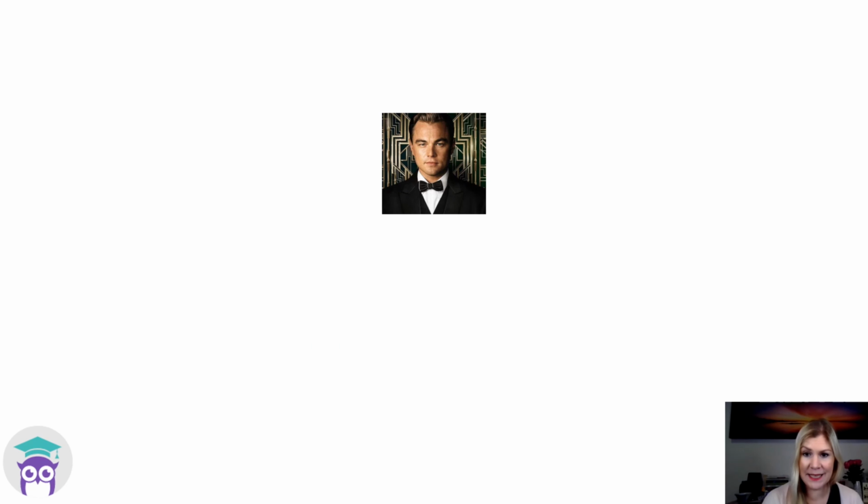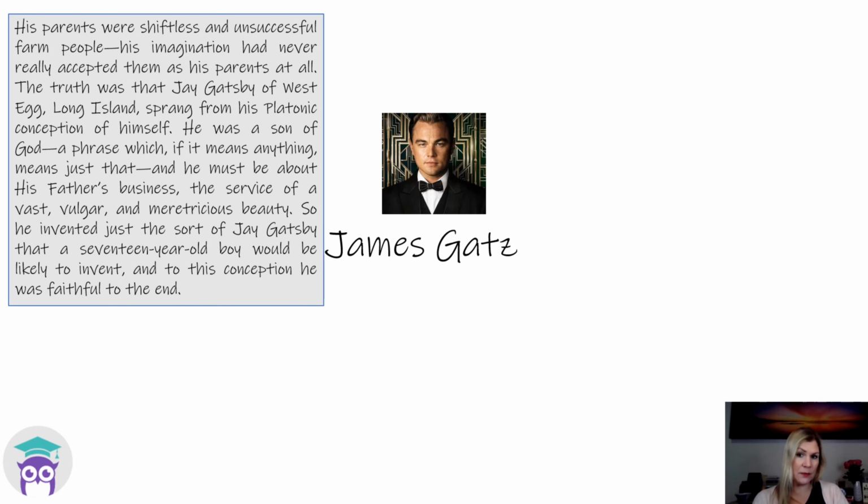So for now, let's get started by having a look at the man, James Gatz. This is Jay Gatsby's younger self, so what he was christened. So the first thing that we find out about James Gatz is that he was very, very poor. His parents were shiftless and unsuccessful farm people. Note the kind of sense of judgment here, which is extended when he talks about the fact that his imagination had never really accepted them as parents at all. He viewed himself as something more, as something potentially better.